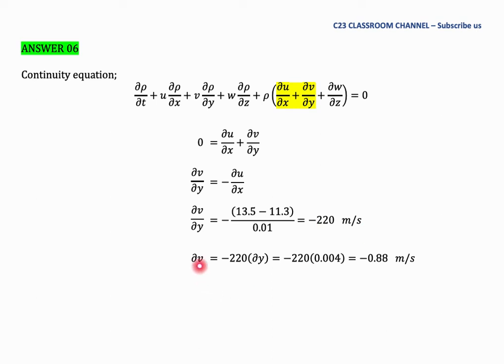To calculate dv alone, we have to bring the dy to the right hand side here, and because the question wants the velocity at 4 millimeters above the center point, we substitute the value of y here as 0.004 to reflect the 4 millimeters, so we get v equal to minus 0.88 meters per second.